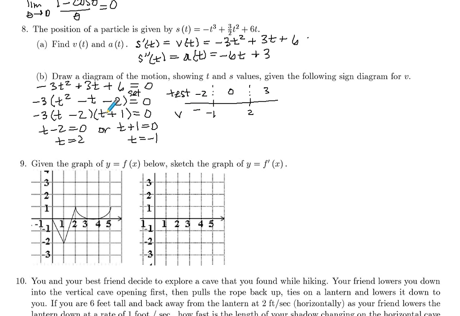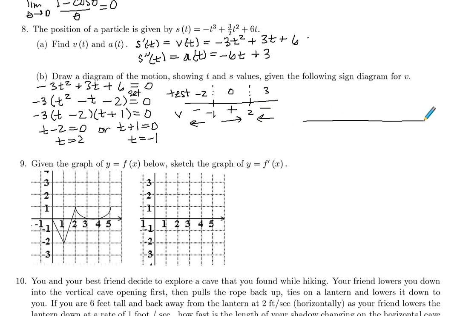Plug a 0 in, we get negative 3. 0 minus 2 is negative. 0 plus 1 is positive. So negative, negative, positive. So that's positive. Plug a 3 in. 3 minus 2, positive. 3 plus 1, positive. Negative, positive, positive is negative. So this thing is going to the left, then it's going to the right, and then it's going back to the left.